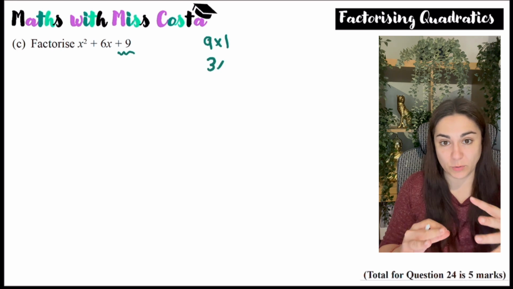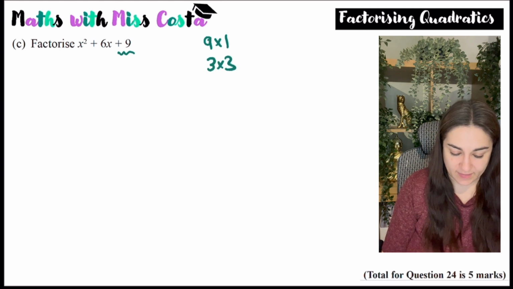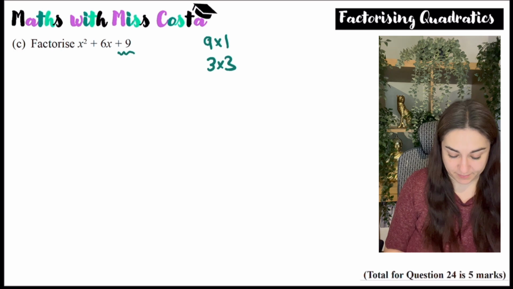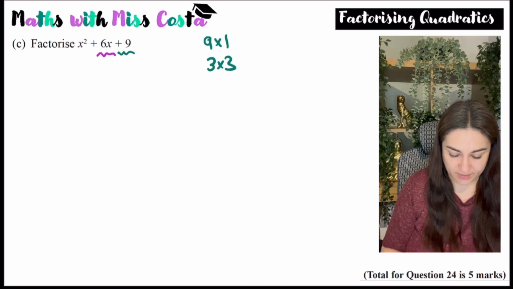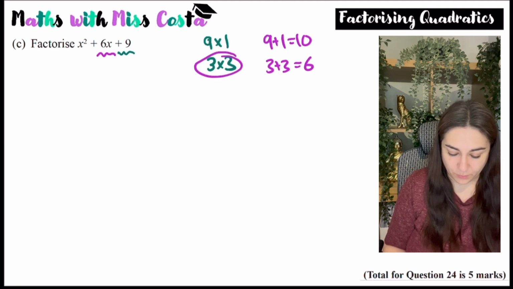Factors are the numbers that multiply together to make them. And then what we want to do is, out of these factor pairs, decide which of them add to make my middle term. So 9 plus 1 is 10, 3 plus 3 is 6. So I know I'm going to use these two factors.